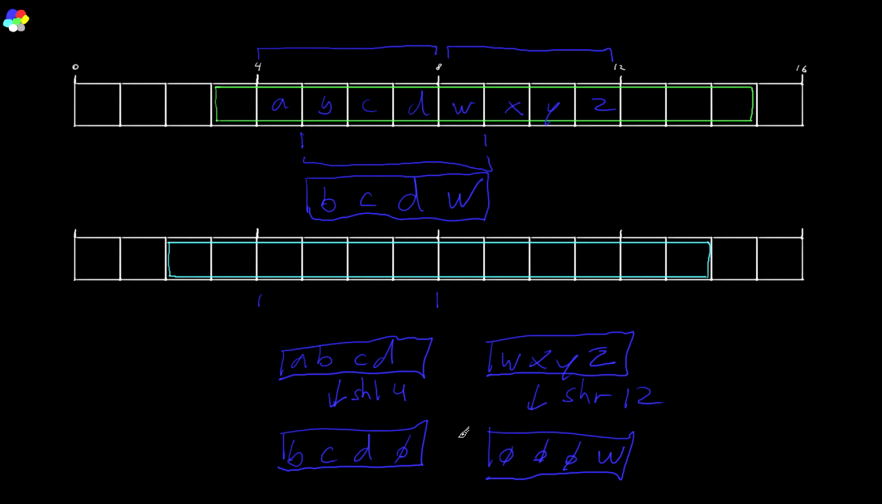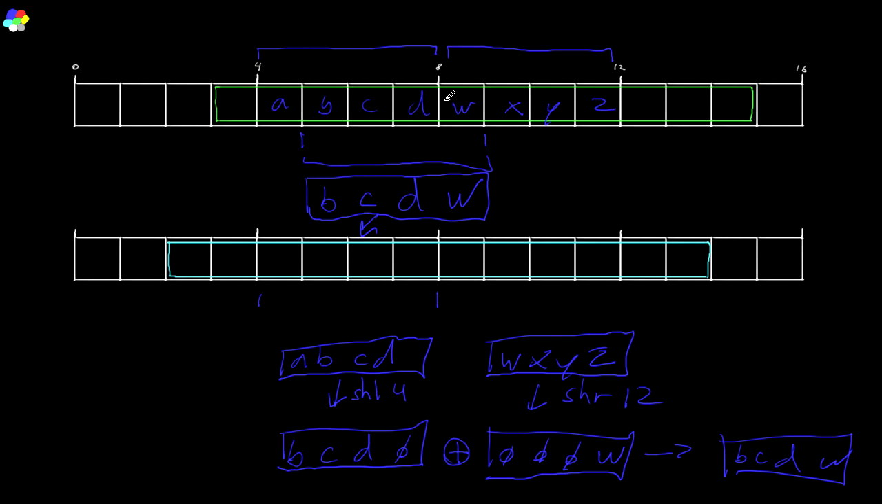And then what you want to do is you bitwise OR these together. And bitwise OR of 0 and anything is just your anything. So you're going to get B, C, D, W, which is what you want. And then you can store this directly in your result position.